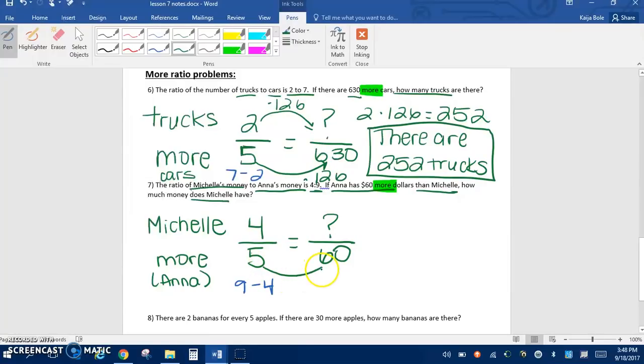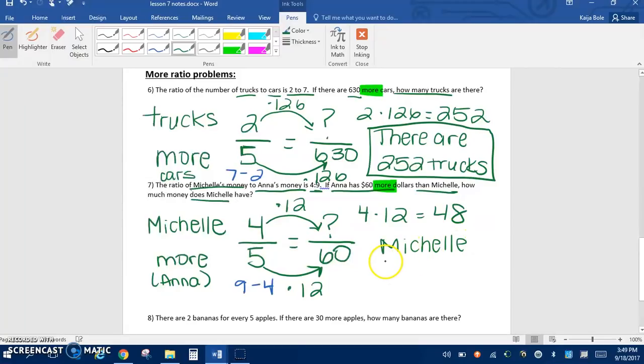So we're asking ourselves, 5 times what number is 60? 5 times 12 is 60. So then we have to multiply the top number by 12 to get our answer. 4 times 12 is 48. So we can say Michelle has $48. And that's our final answer.